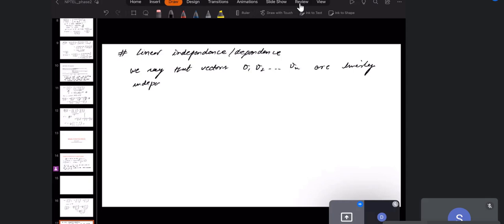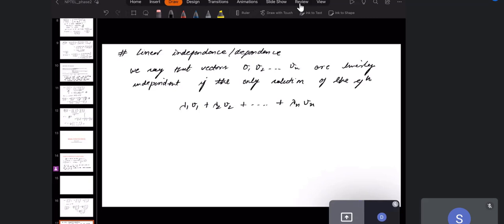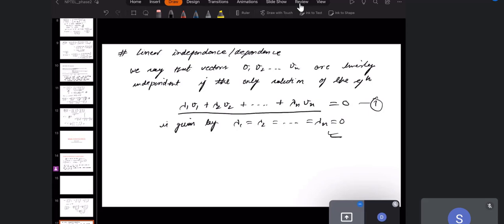if the only solution of the equation lambda 1 v1 plus lambda 2 v2 and so on up to lambda n vn, where we have n dimensions, is given by lambda 1 equal to lambda 2 equal to up to lambda n, all equal to 0. So we have only the trivial solution; that is, the only solution of this equation is that all the scalars are equal to 0. If it happens like this, then we say that these vectors v1, v2 up to vn are linearly independent.